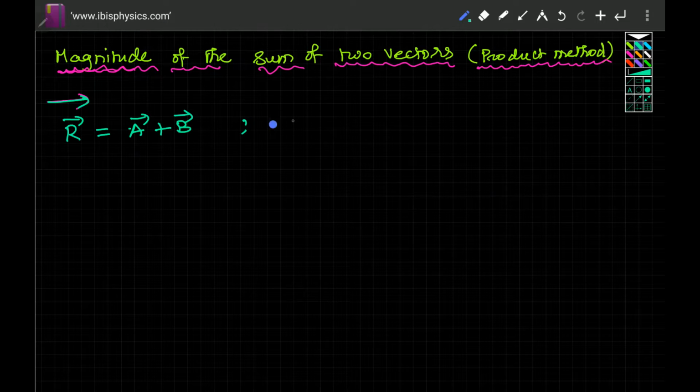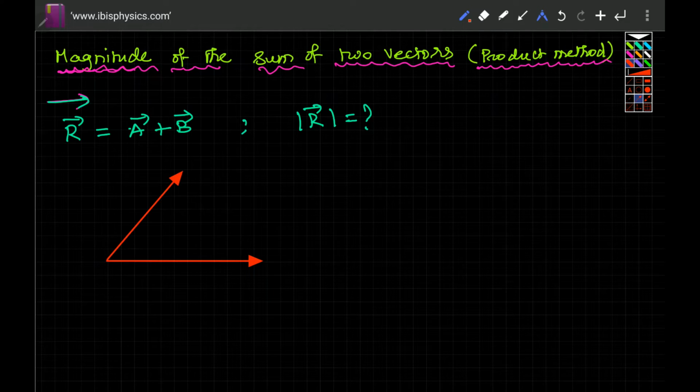The idea is to find what is the modulus of r. Let us assume that this is a vector and this is b vector. Through the parallelogram law we know what is r vector. The resultant r vector is this way, and the angle between a and b is theta. Then we know the magnitude of r vector.